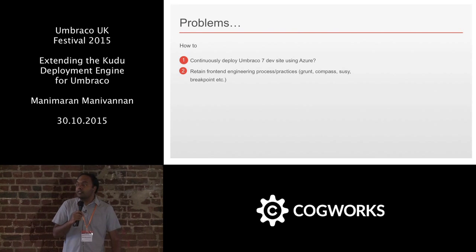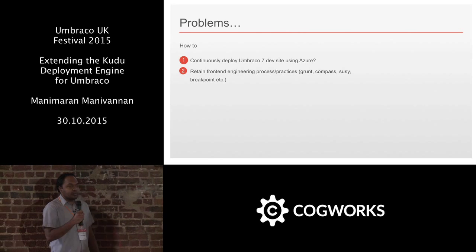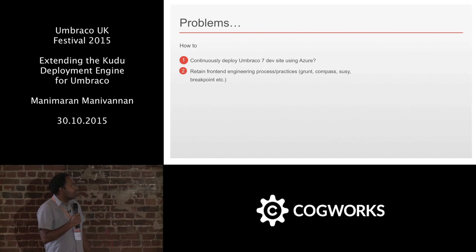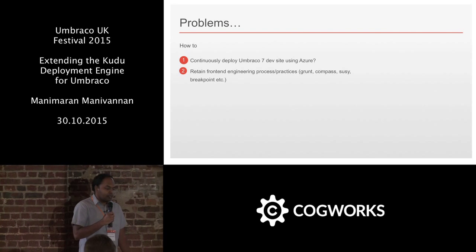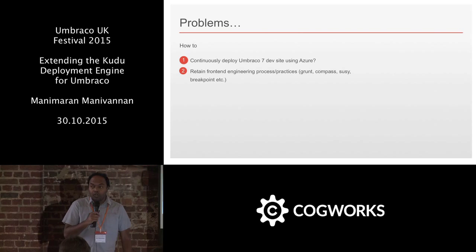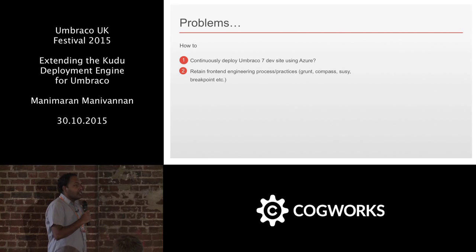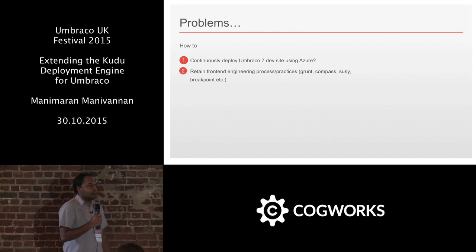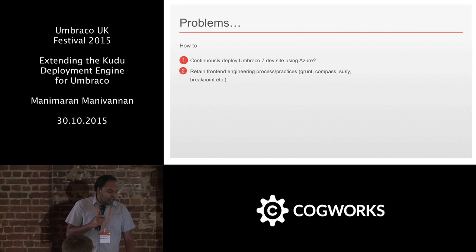For the previous versions, we've used Jenkins, and most of our other websites use Jenkins for continuous integration and continuous deployment. But for this site, we wanted to use Azure. Also, I didn't really want to change our front-end engineering processes and practices. They were using grunt, and there's so much compilation that goes on in front-end these days, so I wanted to maintain the same process. Those are the two objectives.